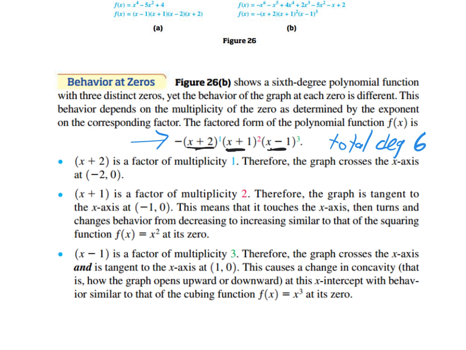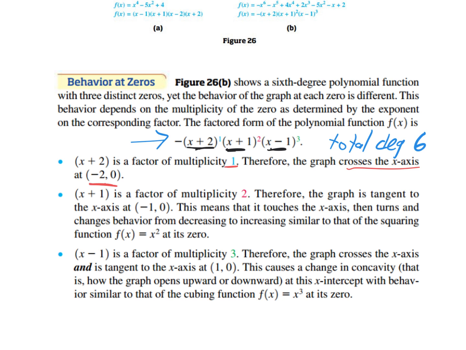So the first thing, a multiplicity of 1, means our graph crosses the x-axis, which means basically at this point, negative 2, 0, you're drawing a line straight through that point.